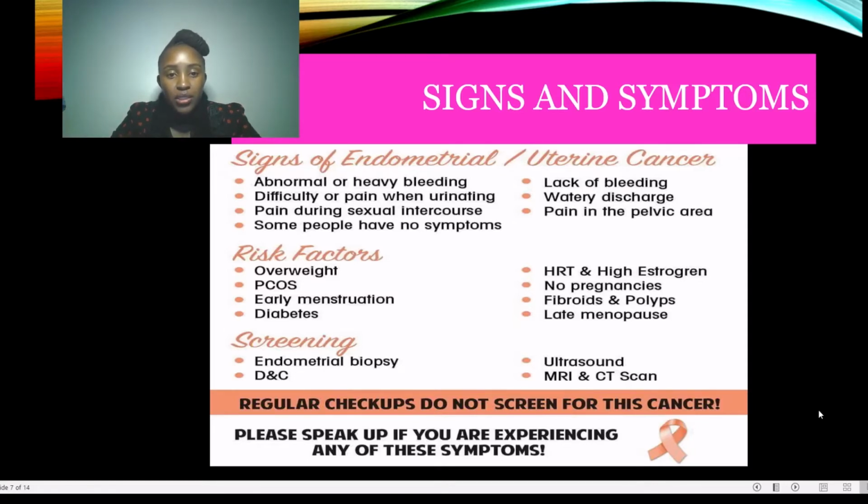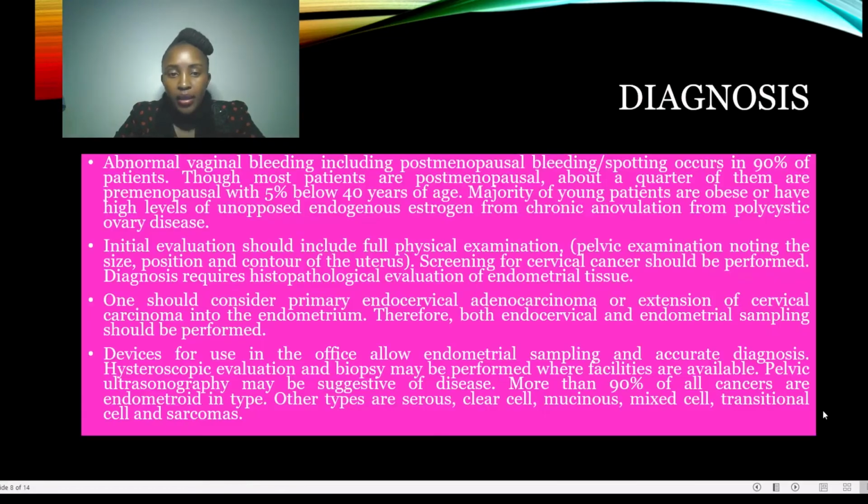So when it comes to diagnosis, abnormal vaginal bleeding, including postmenopausal bleeding and spotting, occurs in 90% of patients. Though most patients are postmenopausal, about a quarter of them are premenopausal, with 5% below 40 years of age. Majority of young patients are obese or have high levels of unopposed endogenous estrogen from chronic anovulation or from polycystic ovarian disease.